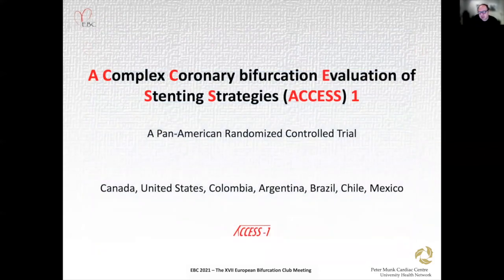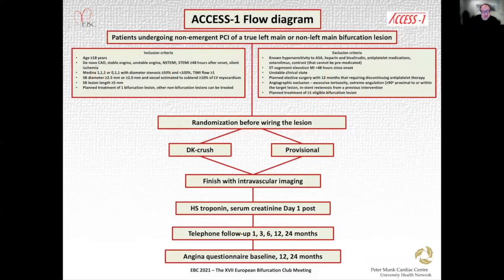Nonetheless, I think we do have to validate the technique in other populations and ensure that other operators can do this as well. So we are actually launching Access 1, which is a Pan-American randomized controlled trial of DK crush versus provisional stenting strategy in patients with not quite as complex lesions as in the studies previously suggested, somewhat less complex, but still complex lesions, side branch lesion length greater than 5 millimeters, amongst other characteristics.